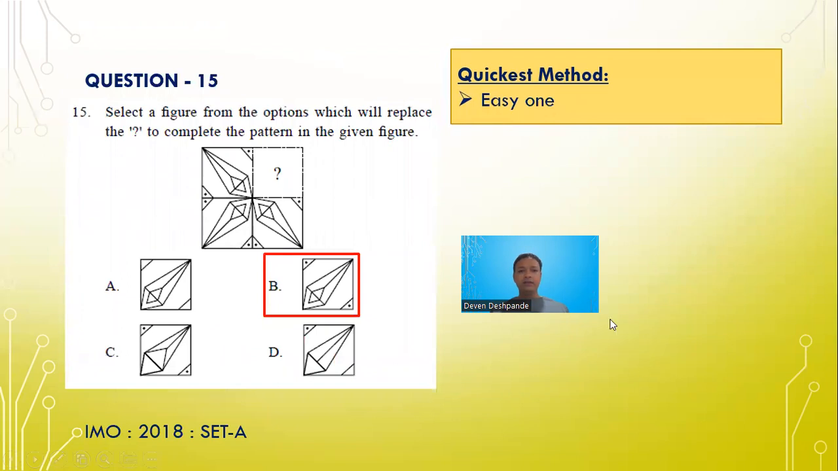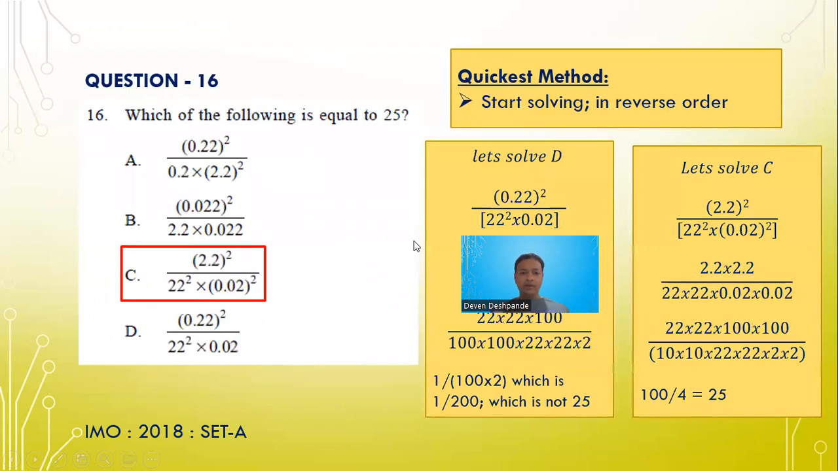Okay, question number 15. Select a figure from the options which will replace the question mark to complete the pattern in the given figure. You will see that option B is the correct option, because this diamond shape will be here. To complete this, you require this, and to complete this pattern, you require this pattern. So option B is the right option. Okay, next one.